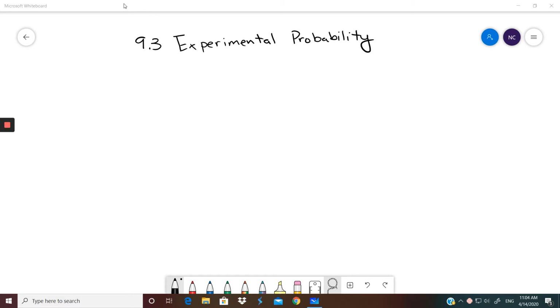Experimental probability is the probability found by doing an experiment. Sounds kind of self-explanatory, right? For example, if you wanted to find out the experimental probability of flipping a coin 10 times, you would actually flip a coin 10 times.